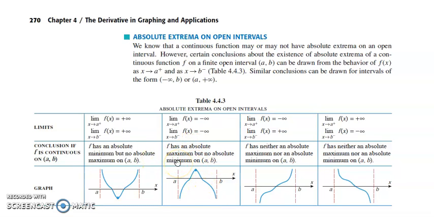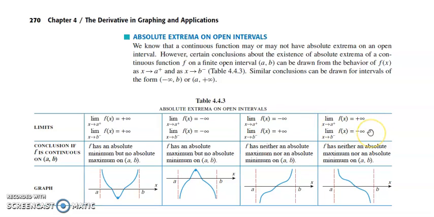And the next behavior is the case where the limits are plus infinity and minus infinity. So here limit x tends to a plus f of x is minus infinity, and limit x tends to b minus f of x is plus infinity. So you can see that the function goes to both infinity and minus infinity. The function is increasing to an indefinite value and also decreasing to an indefinite value in the given interval. So in this case it will have neither an absolute maximum nor an absolute minimum.